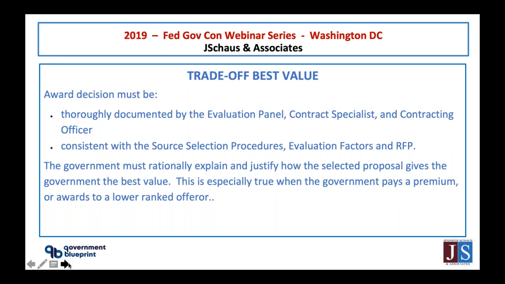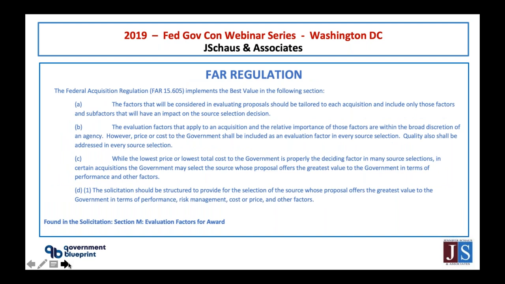Best value gives the government a rationale, an explanation, and justification to select a proposal that they believe is best value. Next slide. And so you can find more information about best value in FAR 15.605. It's also found in the solicitation, in any RFQ, we find it in Section M. If the contracting officer does not use the uniform contract format, you might just have to hit Control F, type in evaluation criteria, and then find how they're going to evaluate your proposal. And this is really key. Next slide.